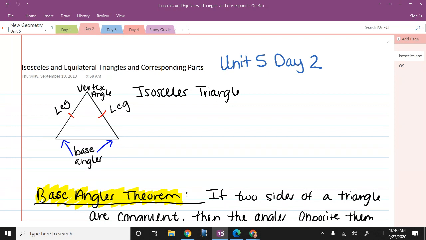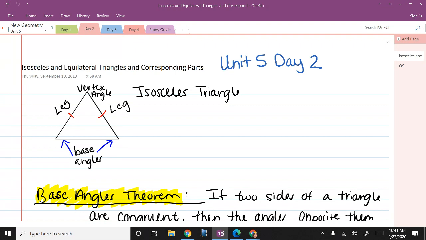Now, the legs meet together at an angle that we call the vertex angle. Okay, so where the two legs meet, the two congruent sides meet together at the vertex angle. The other two angles, sometimes they're at the bottom, it just depends on how the triangle is turned, are called the base angles. Okay, so they meet at the vertex angle. The other two angles are called the base angles.